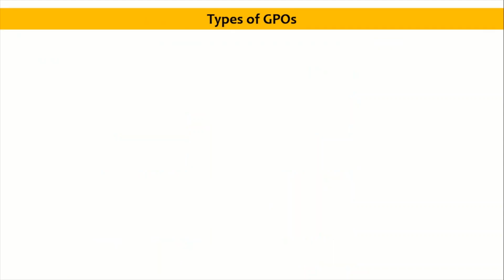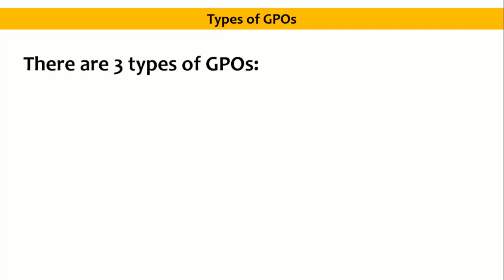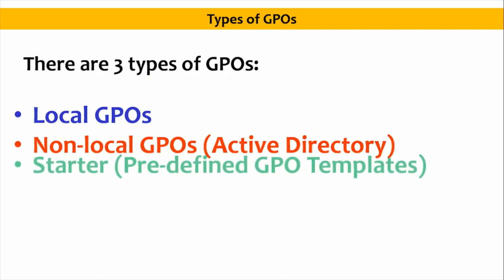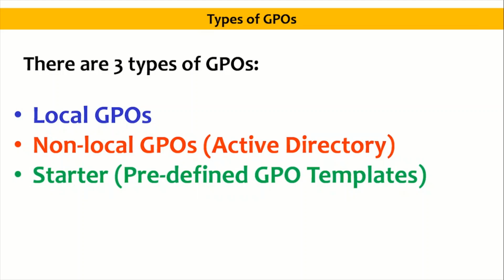Now let us understand types of group policy objects. There are three types of group policy objects: local group policy objects, non-local, that is Active Directory based group policy objects, and we have something called starter GPOs, or predefined group policy templates. So let's look at all three one by one.